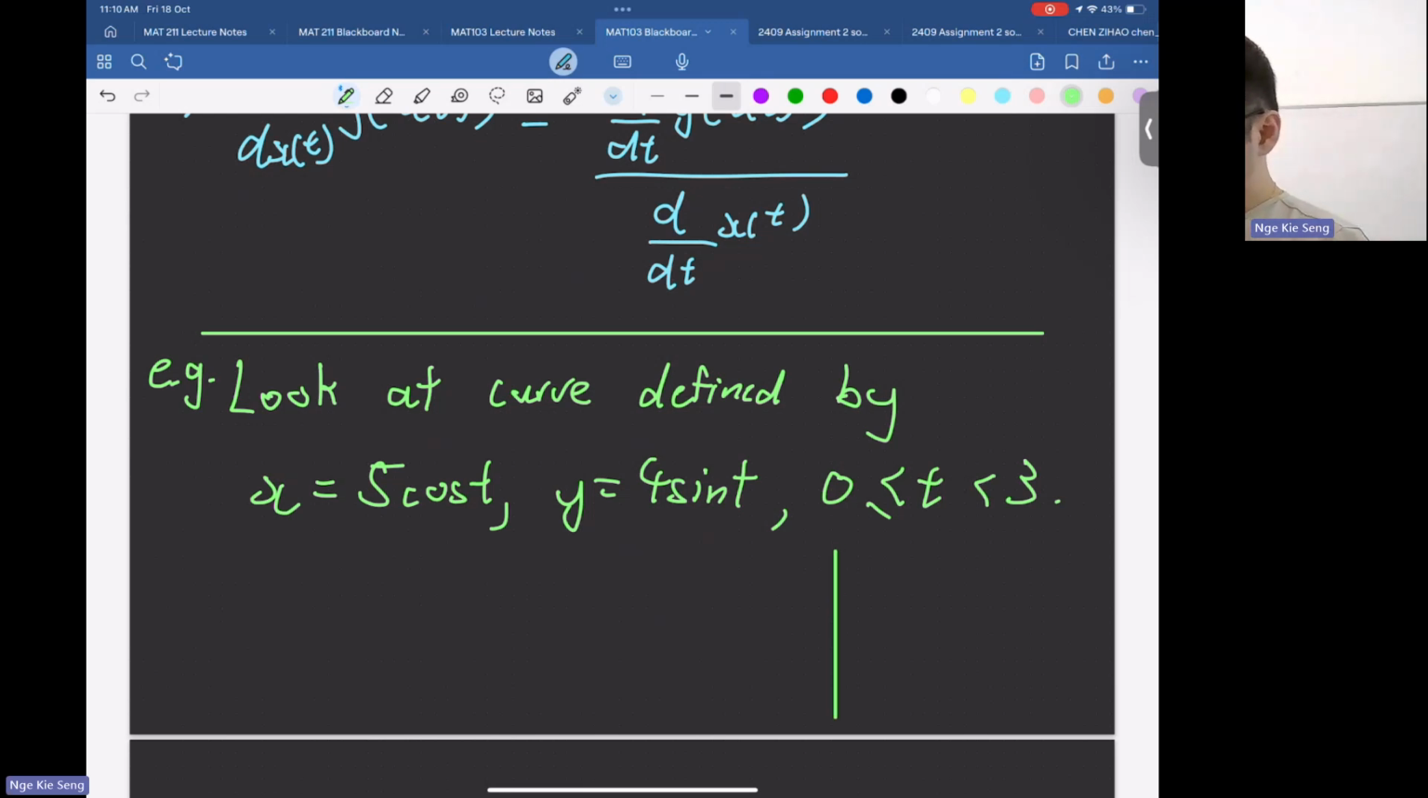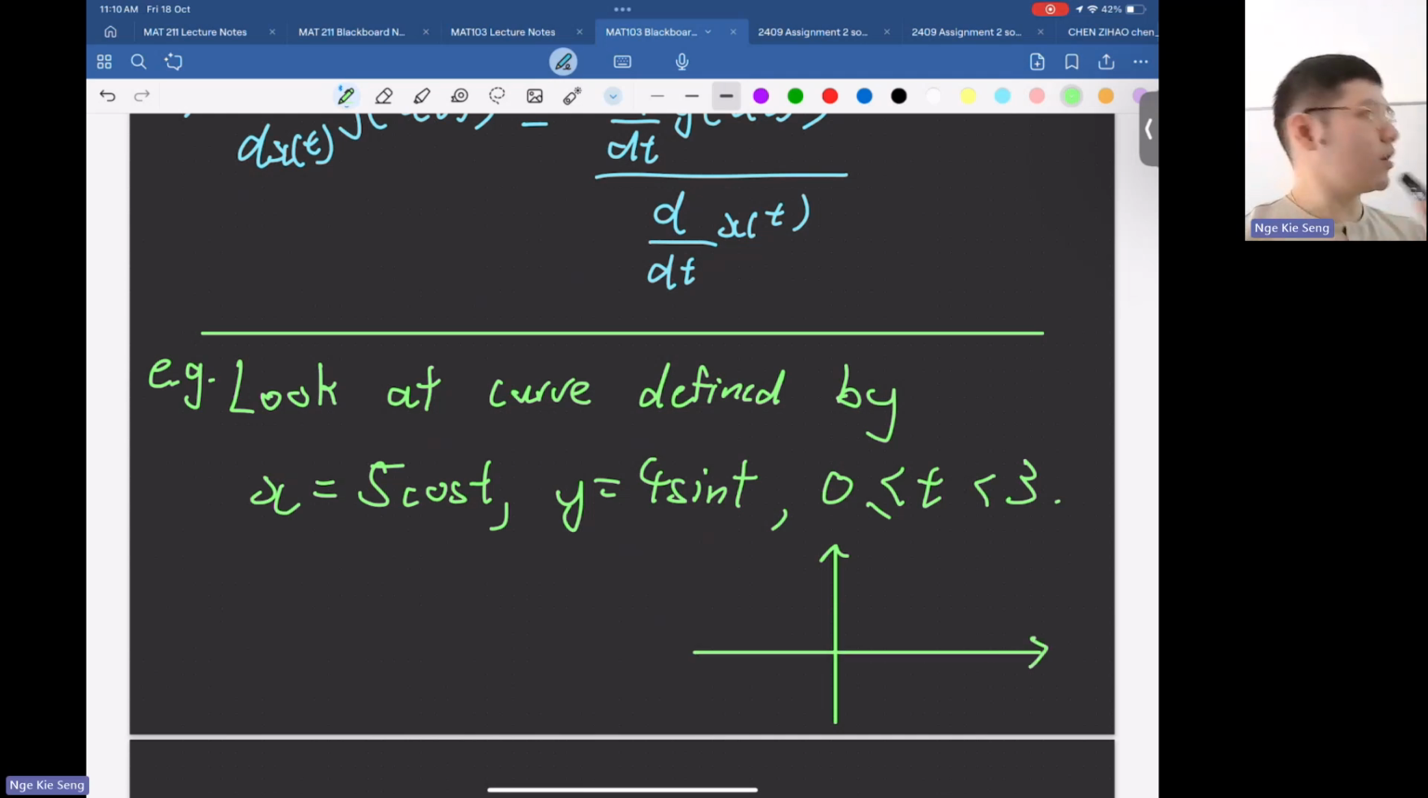If you want to guess this curve, how do you guess? It does not deviate much from the circle, just that we put in some scaling. So maybe it resembles the circle a little bit, so how about we draw it like this, for example.